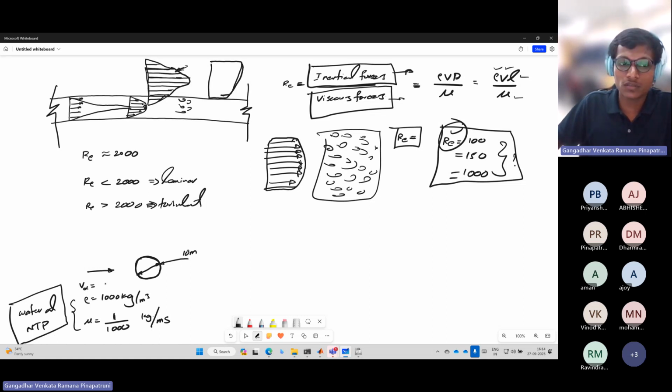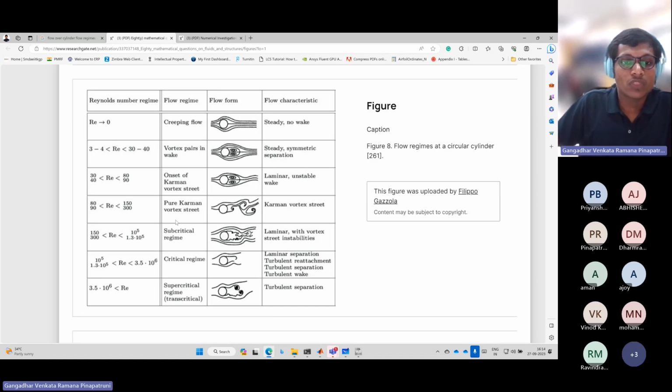Now let's take this v infinity as a floating parameter. For validation purposes, let's take one particular pattern. Let's take pattern number 3, the pattern of 30 to 40 and 80 to 90, which has a good range. I want to select the Reynolds number as 50.